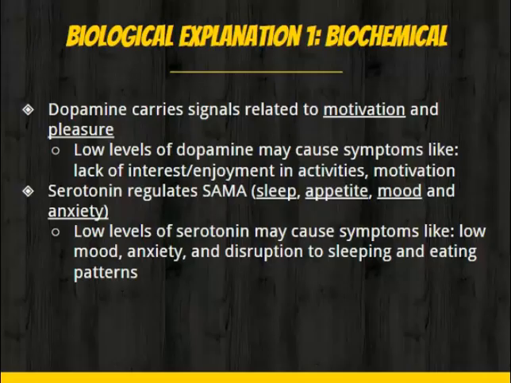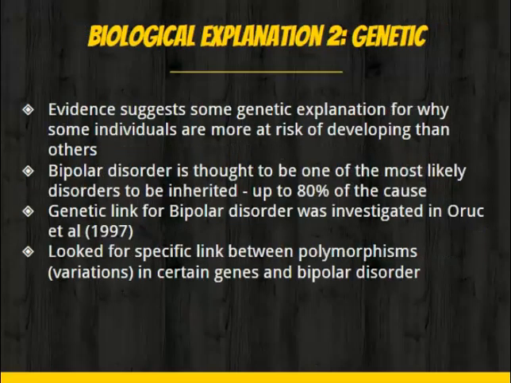Now, serotonin, memorize that SAMA. Generally, we look at low levels of serotonin as the cause for those disruptions to sleeping and eating patterns because serotonin regulates sleep, appetite, mood, and anxiety. We also have genetic elements, particularly with bipolar disorder. Bipolar is thought to be one of the most likely inherited disorders, that the genetic causes may be up to 80%. I'm not going to talk too much about that because your key study from this particular chapter is the Aruch study, and it's all about the genetics of bipolar disorder, and I have a separate video on that.